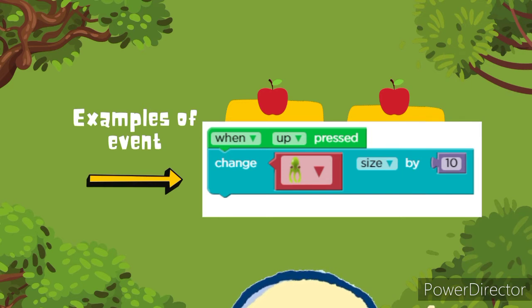It means when you press up, what will happen? The sprite changes its size by 10. So it means that the sprite begins to increase by 10. So like I said, it is an event that causes something to happen. And the event has caused the sprite to change its size by 10.